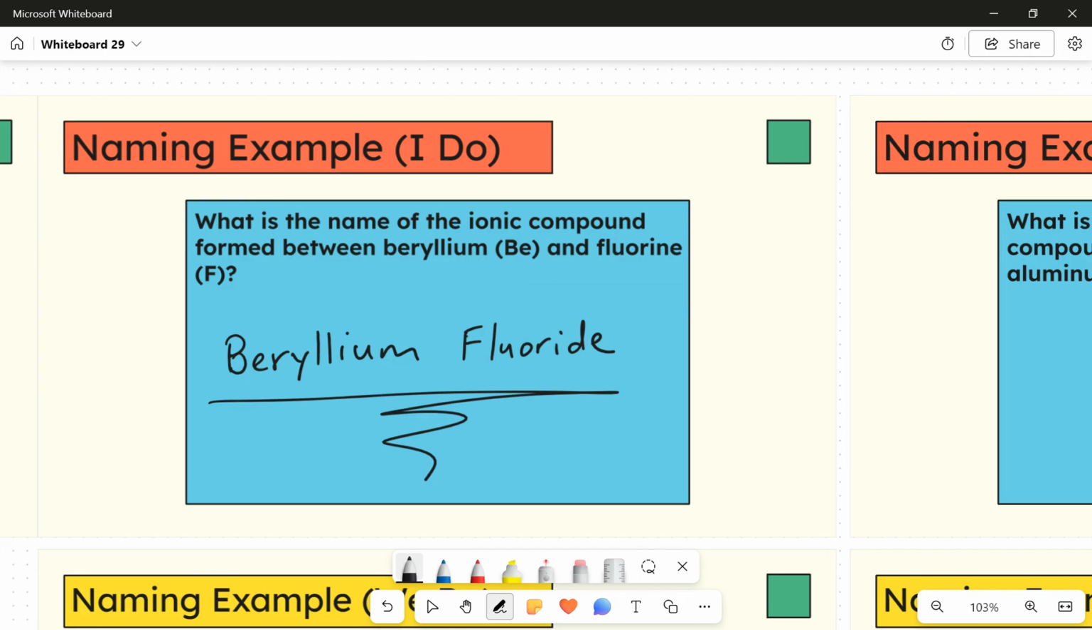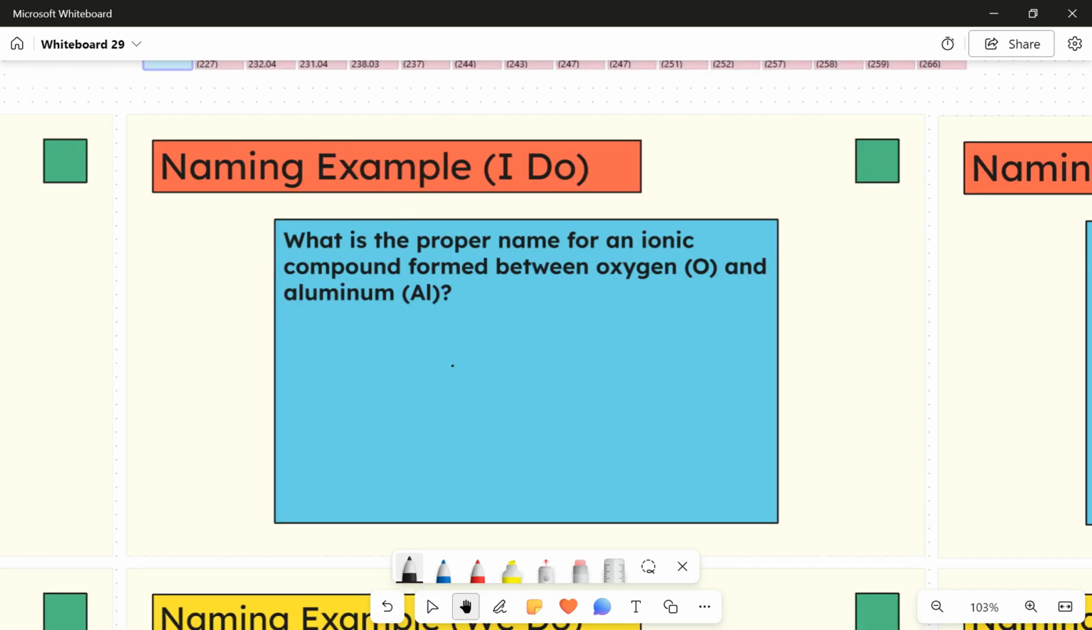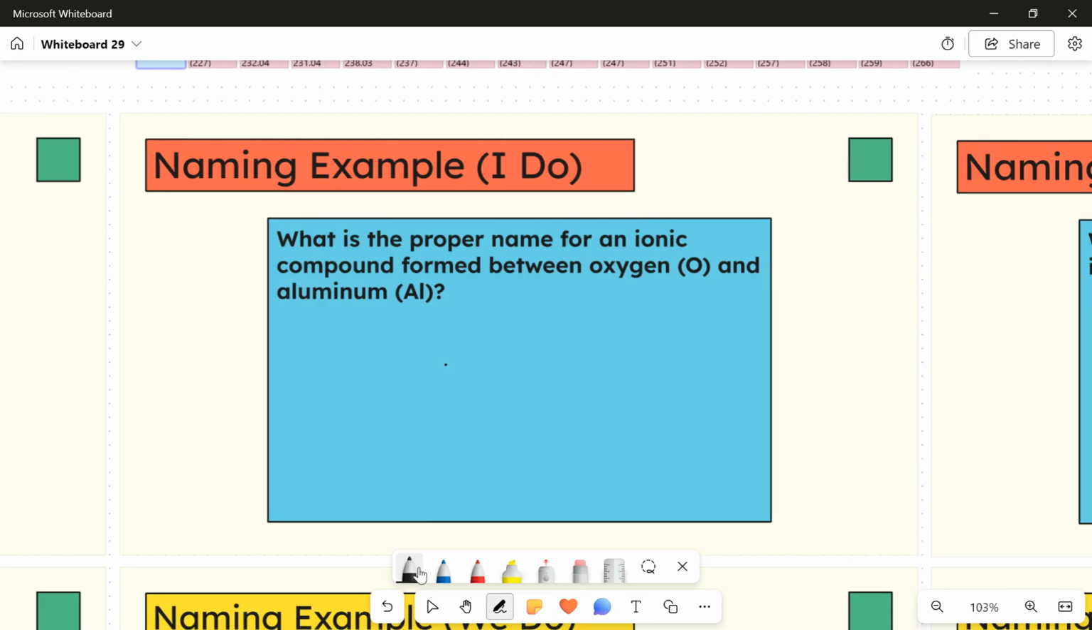So again, the one syllable rule is kind of a feel thing. There are some exceptions to it, but it works most of the time. All right. What is the proper name for an ionic compound formed between oxygen and aluminum?